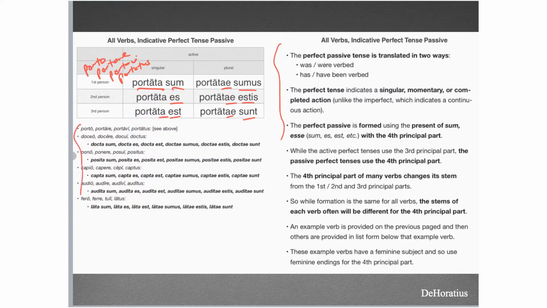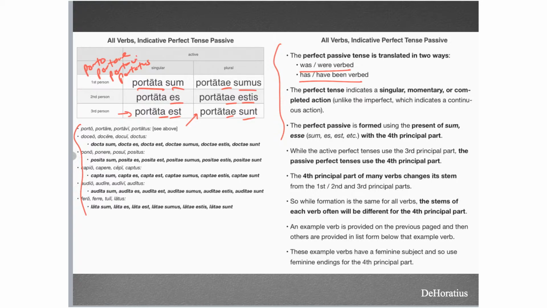Then down here, you have all the conjugations done out with principal parts so you can see. All right, and I just highlight the translation. So was or were verbed, has or have been verbed, has been verbed. The been goes with the has as well. So in other words, portata est, she was carried, she has been carried. Portatae sunt, they were carried, they, feminine, were carried.